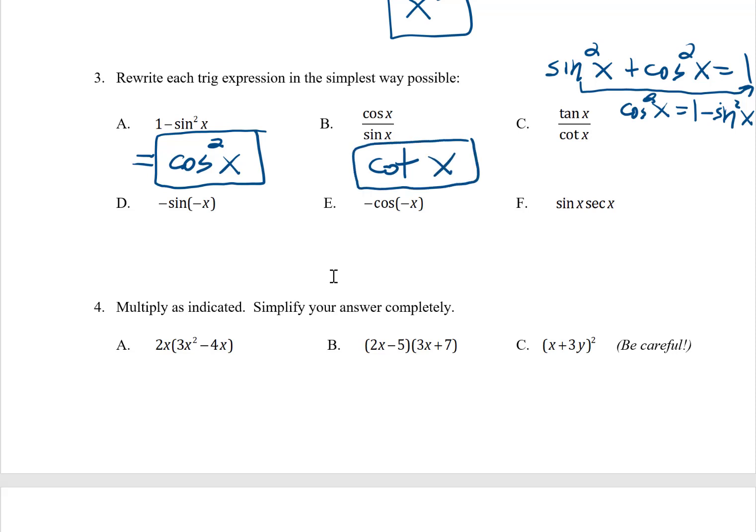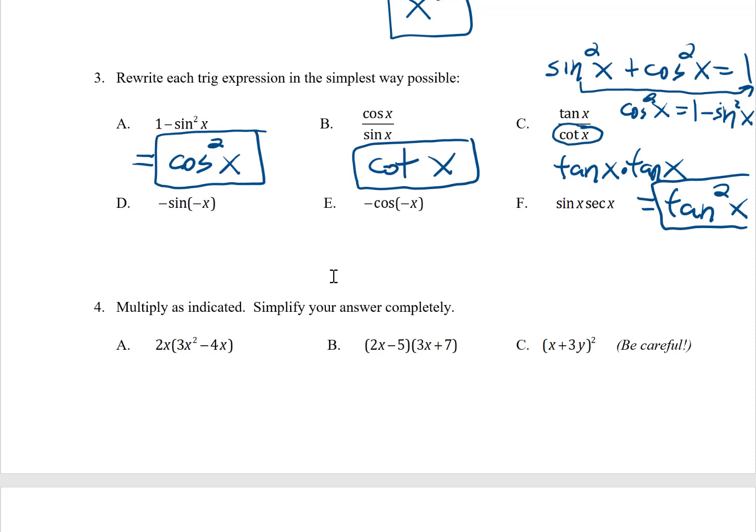Letter C, tangent x over cotangent x. When I look at this one, what occurs to me is that tangent and cotangent are reciprocals of each other. There's not really any reason for me to leave a cotangent on the bottom when I could just as easily reciprocate it up to the top. In other words, tangent x divided by cotangent is the same as tangent x times tangent x, which simplifies to tangent squared x. And this would be the simplest way that I could write letter C.